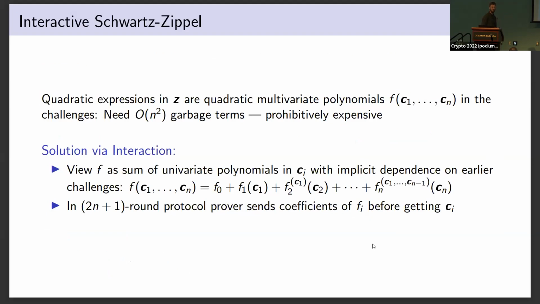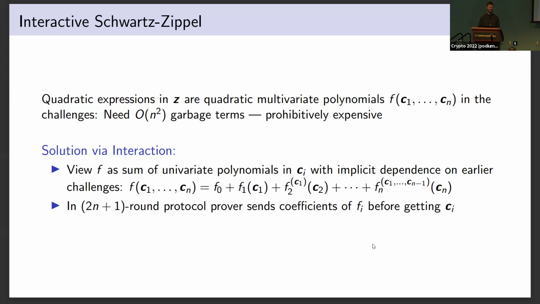So first, this problem with the number of garbage terms. To explain in more detail, if we go from n equals 2 to some large n, then our multivariate polynomial will have a quadratic number of garbage terms, and they are just prohibitively expensive to send or commit to. So what we do in the paper about this problem is that we go from a quadratic number of garbage terms to a linear number by using interaction. And this works in the following way.